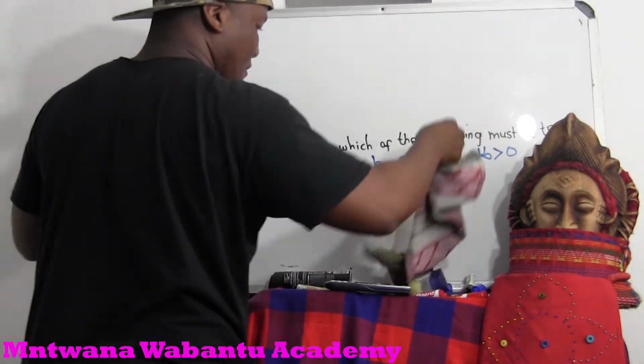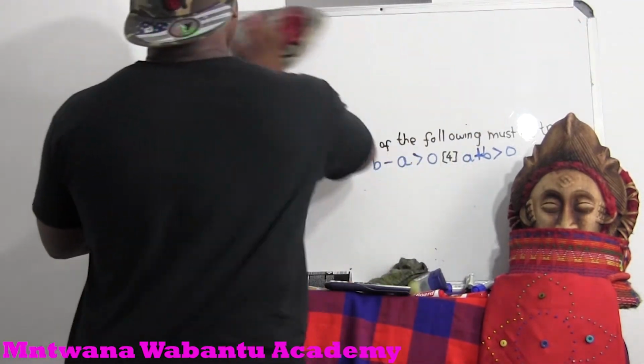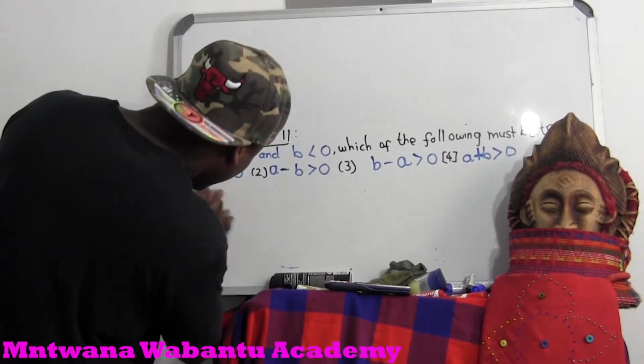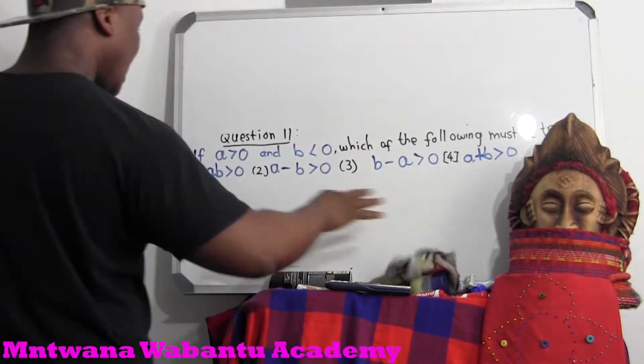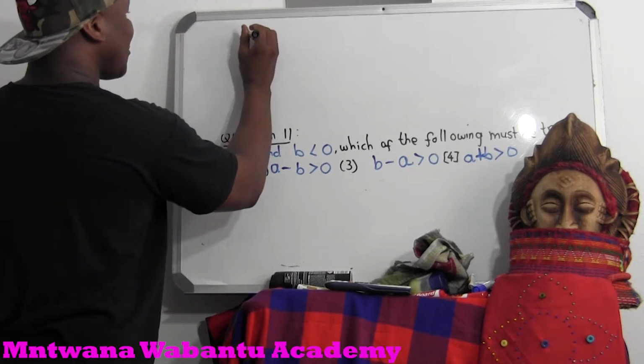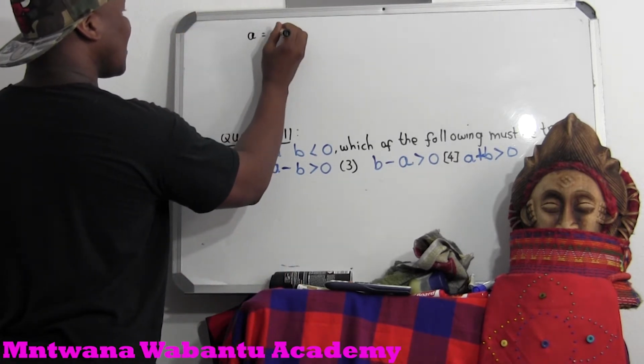Okay. Now let's go for the second question. Second question is way more easy. Now, okay. Second question. They say if A is greater than 0, what does that mean? It means this A is a positive number. It's like a positive number.